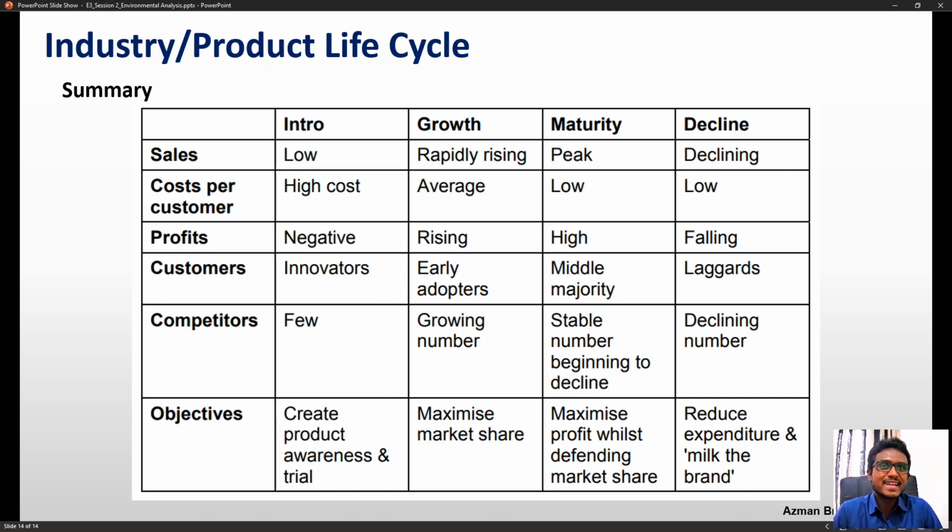I will go through one example, say maturity. At maturity, sales will be at a peak level, cost per customer will be at the lowest ideally, or you're trying to keep it low. Profits will be very high. That's why you want a product to stay in maturity for as long as possible. Customers will be a middle majority. Competitors: a stable number beginning to decline. And in terms of objectives, what you're trying to do is maximize profit while defending the market share. So that is a quick look at the industry or the product life cycle.